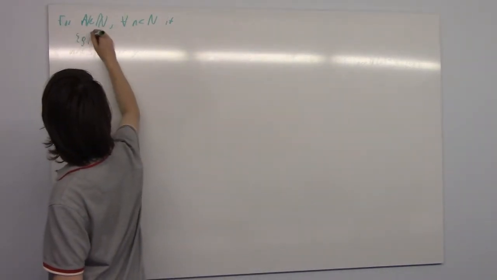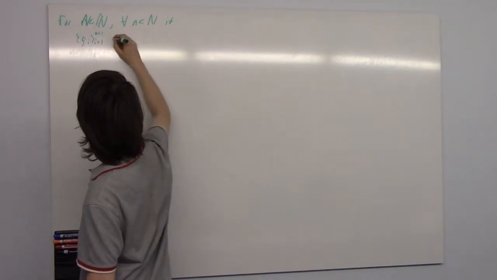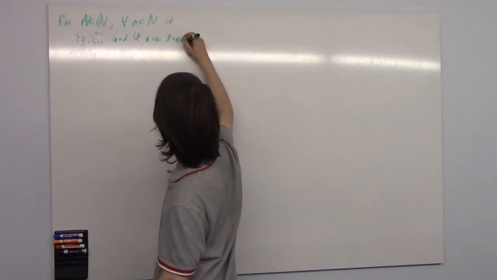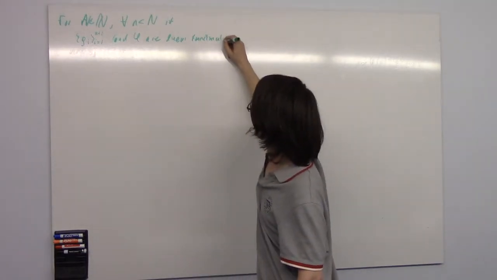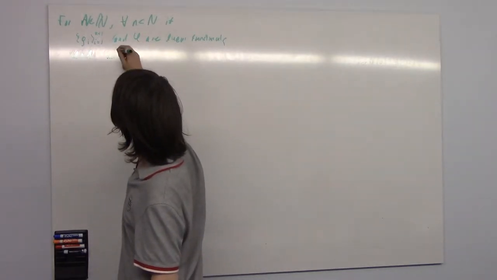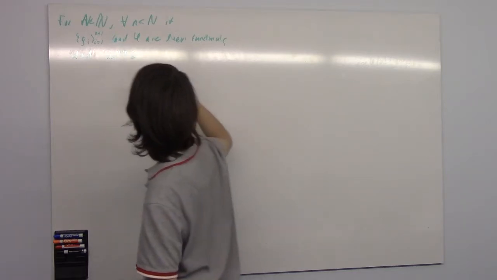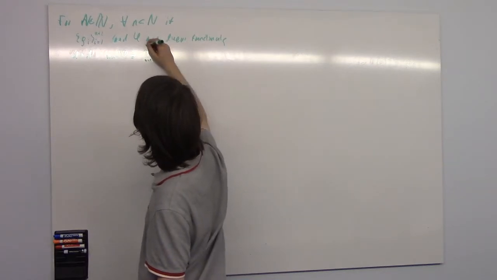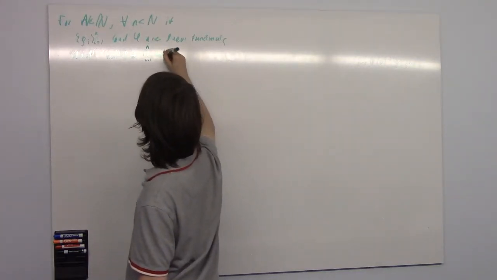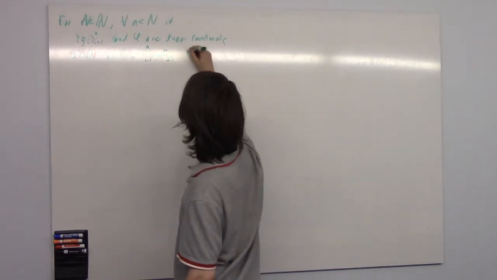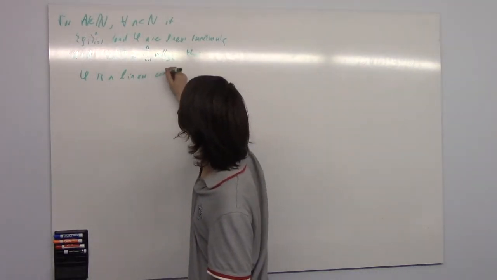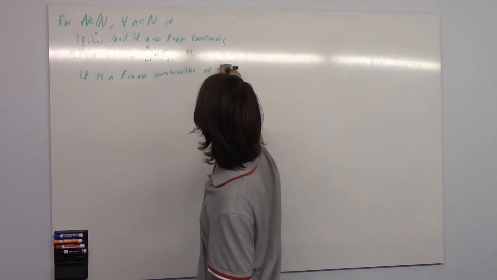the set rho i, i equals 1 to n plus 1, and phi are linear functionals, and the null space of phi contains the intersection, i equals 1 to n, of the null spaces of the rho i's, then phi is a linear combination of our rho i's.